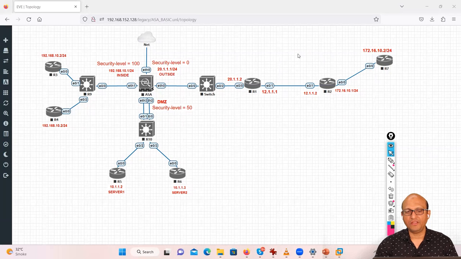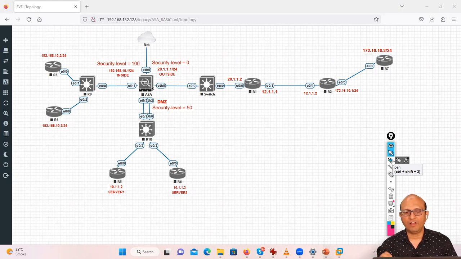Maximum, I told you, no, the range is 0 to 100, Adnan. If you keep 0 for outside, then you can keep 1 for inside. That's okay. 1 is higher than 0. Any traffic that is traveling from security level 0 to 100 will be stopped by the firewall. Any traffic that is traveling from 1 to 0 will not be stopped.